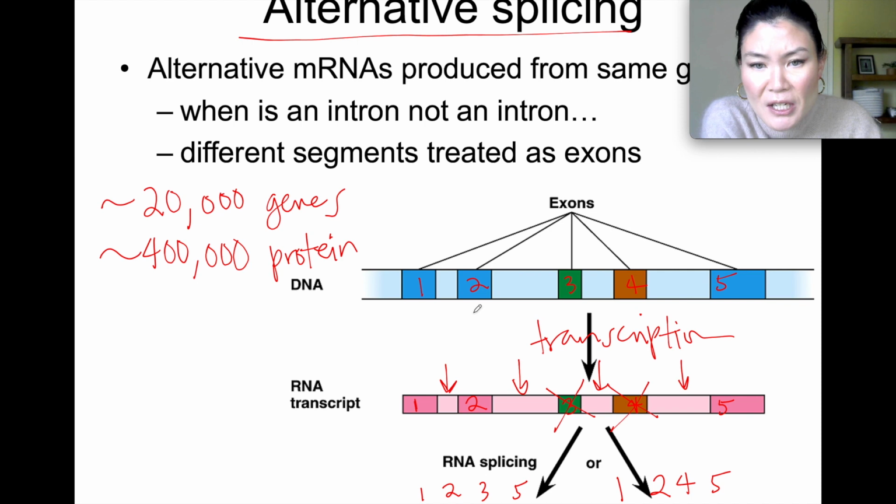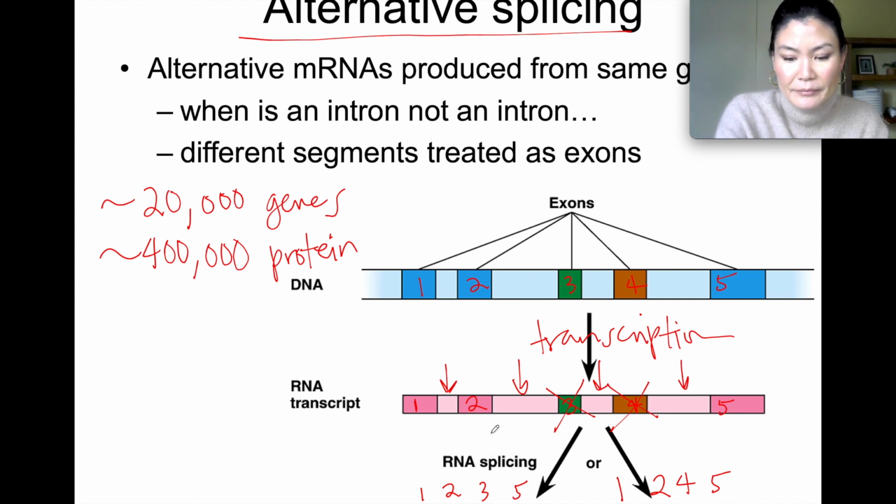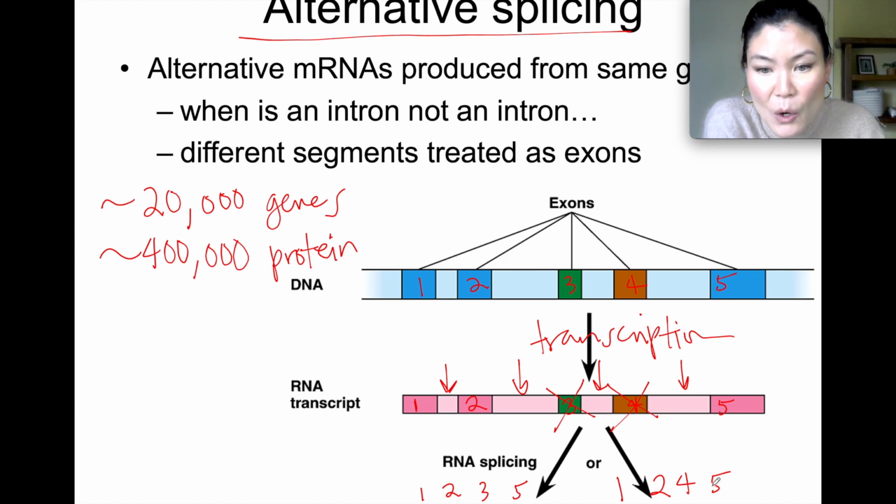So from one gene, which has 5 exons, you can actually get more than one protein, depending on which exon is going to be treated as an exon, or which exon is going to be treated as an intron. Okay, so do you guys see here? I can end up with 2 different kinds of mRNA, which is going to give me 2 different kinds of proteins. Related proteins, because there's segments of the mRNA that are similar. They're related proteins, but they're different because they're going to have different codons. Okay, so that's called alternative splicing.